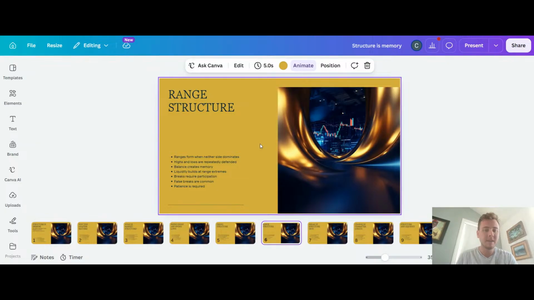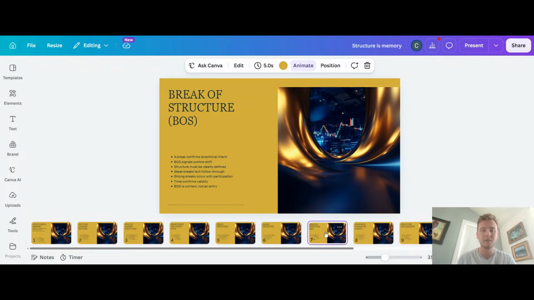Highs and lows are repeatedly defended. Bounce creates memory, and liquidity builds at range extremes. Breaks require participation, false breaks are common, and patience is always required.